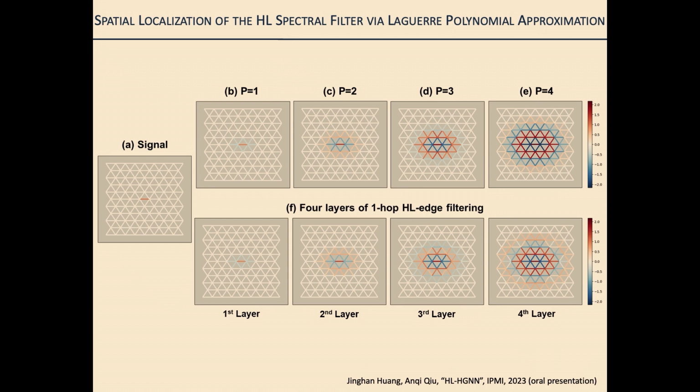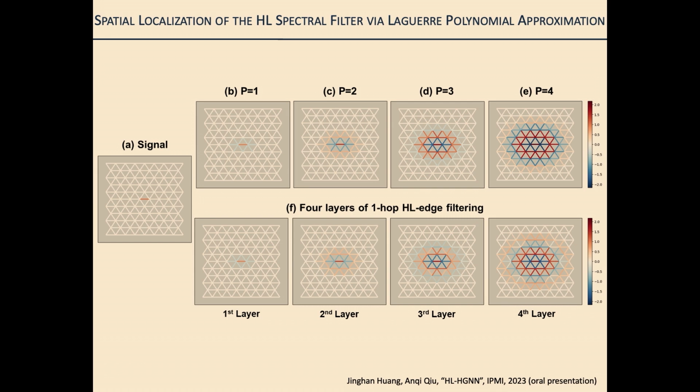Now we have signals at this particular edge, and if you use a first order polynomial to do the filtering for the edge, you can see you have signals in the center, then they spread to the first hop neighbors of this edge. Then if you use the second order, the signals spread two levels away from that center edge. And then with higher orders, the filters become much broader, and so on.